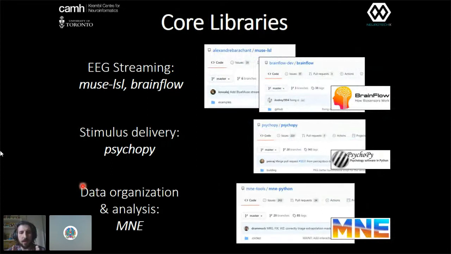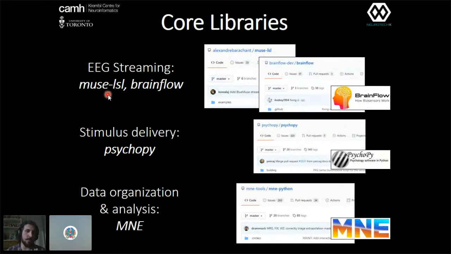So basically what we're doing is three things. We're taking data from an EEG device that's streaming wirelessly, and for that component, we basically have two principal libraries that we're using for the streaming. One is this tool called Muse LSL, which, as I mentioned, was developed by Alexandre a while back.